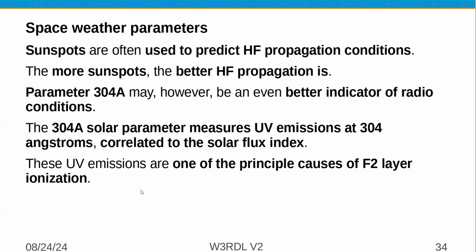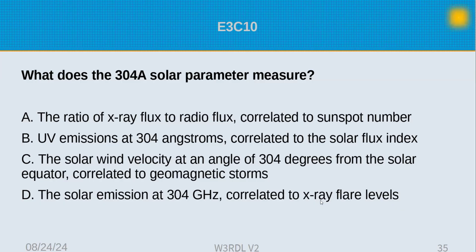They use this 304A parameter because they measure ultraviolet, which is the 304 angstrom wavelength. And they correlate that to the solar flux index. Since the ultraviolet is one of the main causes of ionizing the F2, the upper F layer, that's why they look at the UV emissions. So what does the 304A solar parameter measure?